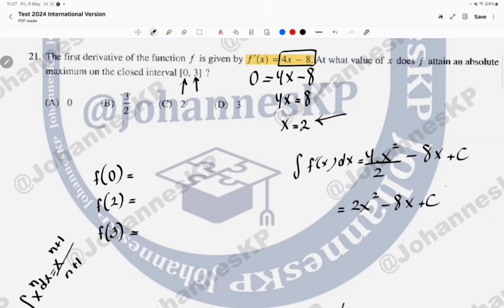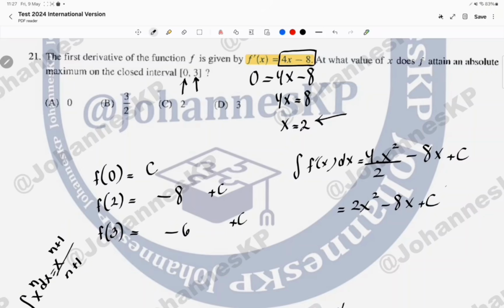Yes. Now plug in the 0. So you're going to get c. Plug in the 2. So 2 times 4 minus 8 times 2 plus c. 2 times 4 is 8. 8 times 2 is 16. So 8 minus 16 is negative 8. Now plug in the 3. So 2 times 3 squared minus 8 times 3 plus c. So 2 times 9, 18. 8 times 3, 24. 18 minus 24, negative 6.